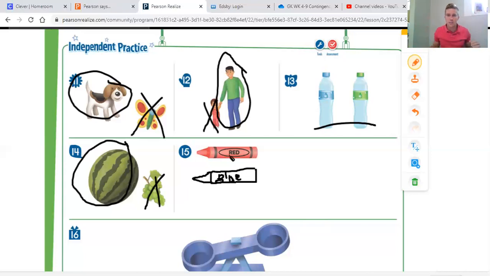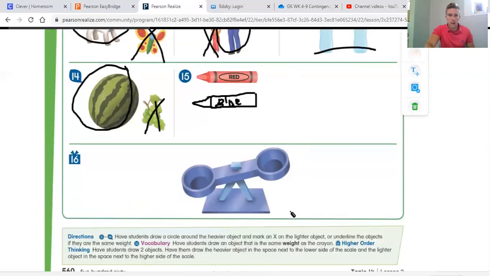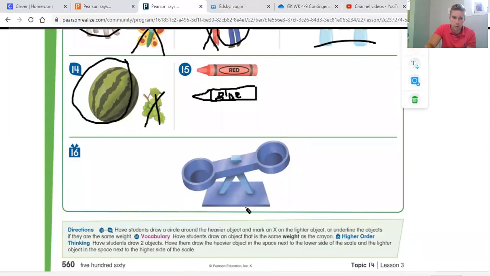Why? Because they're the same size. So if something is the same size, it's going to be the same weight, all right, for this, okay? Now, that might not always happen, but for this, I'm drawing a red crayon and a blue crayon, right? I know they're going to be the same weight, okay? Just like with the water bottles up here, all right, we know they're the same size. They're probably the same weight, okay? And number 16 here, let's do this last one.